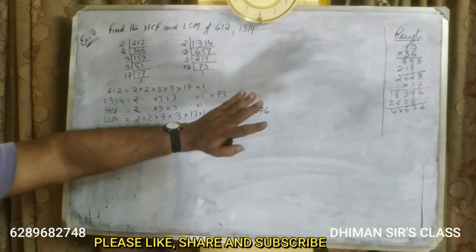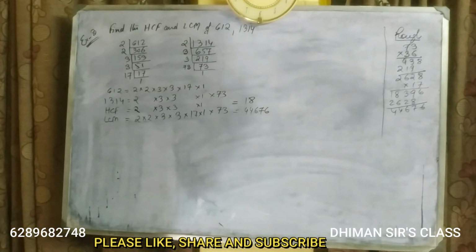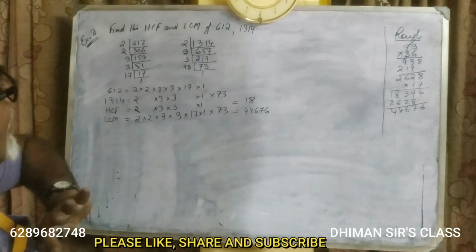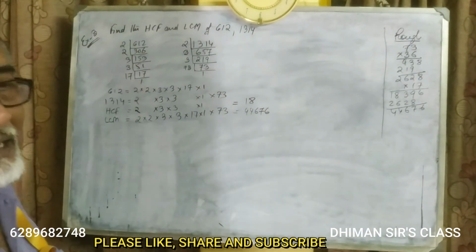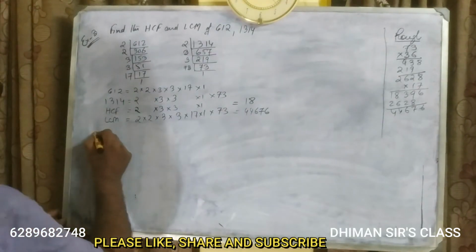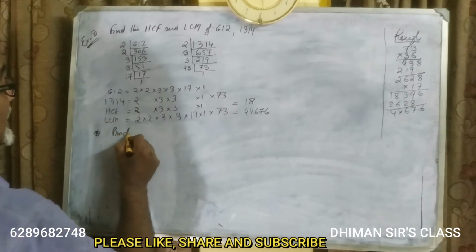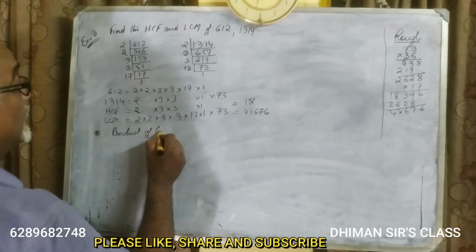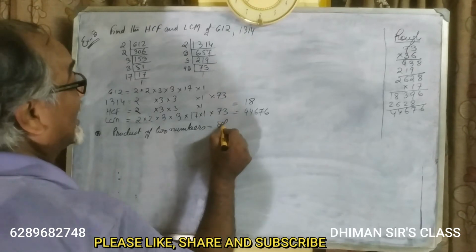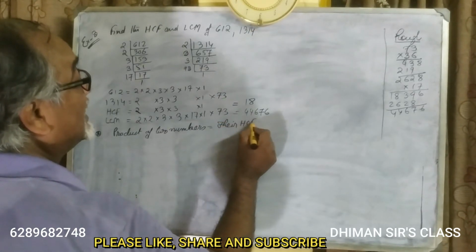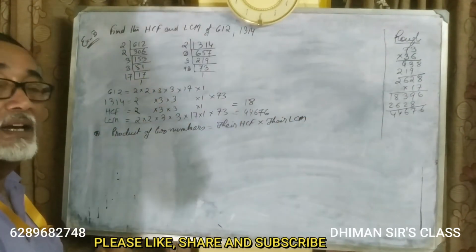So, we got the HCF as well as LCM. Now our answer is over. Now we are moving on to the next topic with the help of this example. See, we must remember something here. Product of two numbers is equal to their HCF into their LCM. Sir, this also we have done in classes.